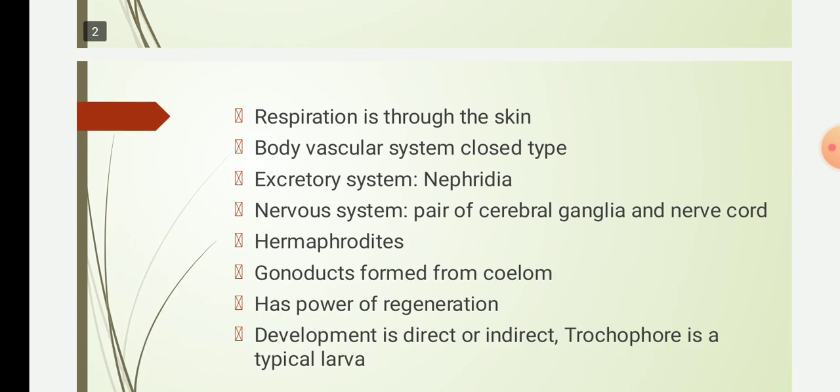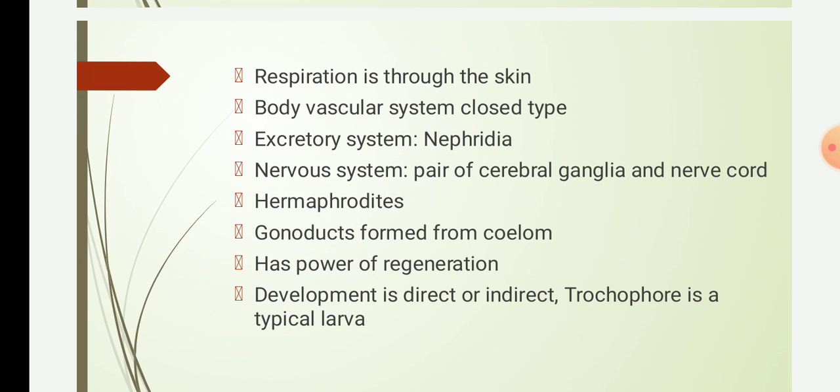Next is the respiration. Respiration occurs through the general body surface, while in some forms it takes place by the gills also. But mostly there is involvement of the outer surface, that is the body surface, the skin. Then the blood vascular system is closed type. What is closed type? In a closed type, what happens?